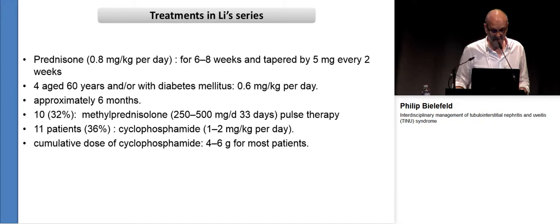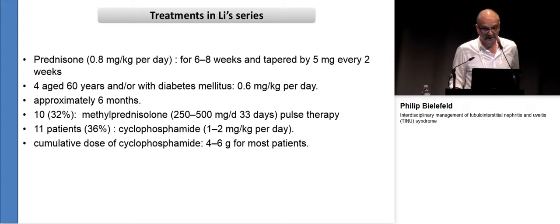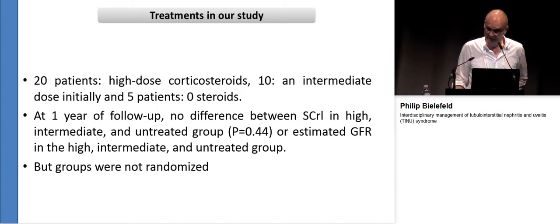In our study, as I told you, 20 patients with a high dose, 10 an intermediate. At 1 year of follow-up, there was no difference between serum creatinine level in high, intermediate and untreated group, but the percentage of variation, which is not written here, seemed to be positive. But again, groups were small and patients not randomized, and treatment was prescribed by different practitioners in different hospitals.